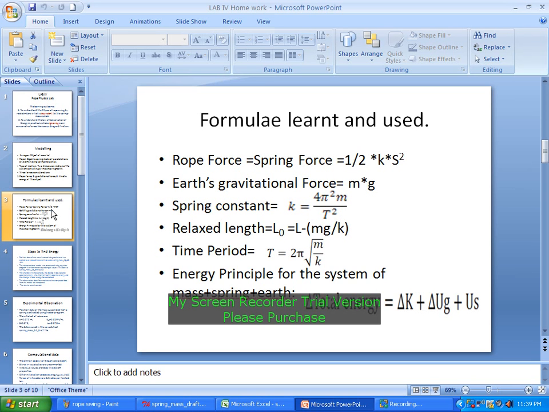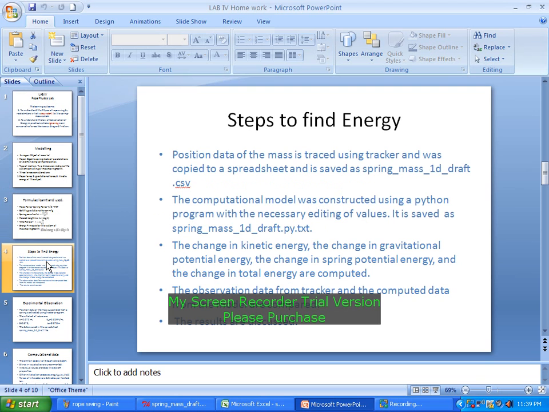The rope force is half ks squared, gravitational force is m into g, spring constant is 4 pi squared m by T squared, the relaxed length L0 is L minus mg by k, time period is 2 pi into root of m by k. The energy principle for the system of mass, spring and earth: delta total energy is equal to delta K plus delta Ug plus delta Us.